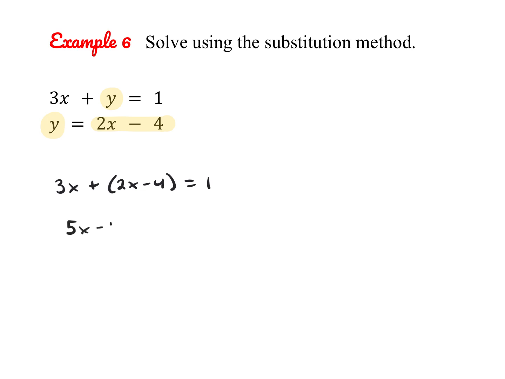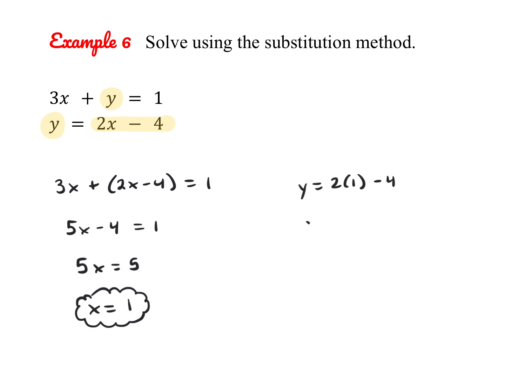I'm going to combine like terms first. I'm going to add 4 to both sides and divide both sides by 5. So I get x equals 1. From here, we're going to substitute x equals 1. And we can do this into either of the original equations. So I'm going to substitute it into the second one. So we get y equals 2 times 1 minus 4. Y equals 2 minus 4.